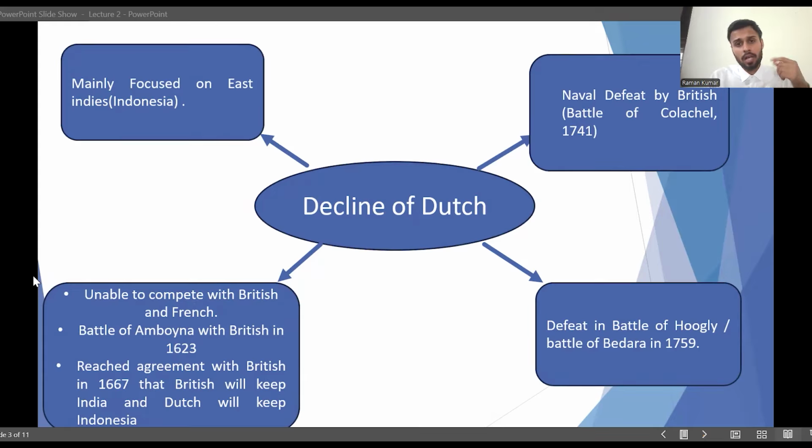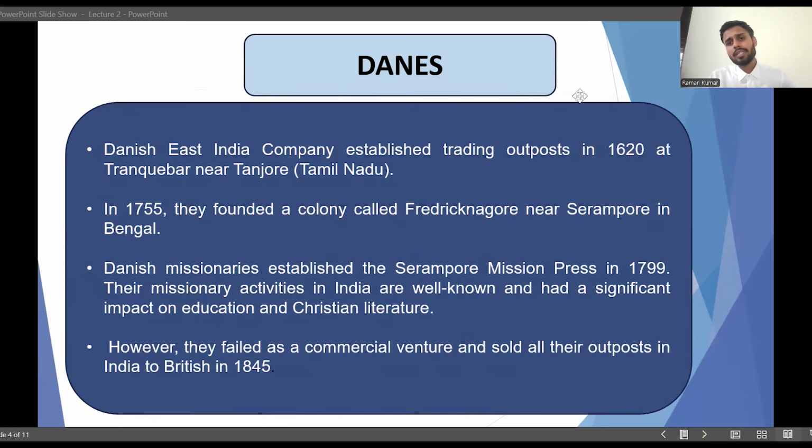We will cover more details of this battle in the coming lectures after the Battle of Plassey. But right now you have to just remember this little fact that this was the Battle of Pedara in 1759, when the Dutch once again and for the last time fought against the British in India. So they were defeated. Although it was the English actually who came after the Dutch, not the Danes.